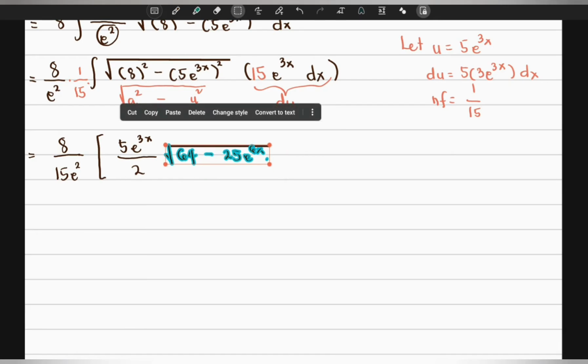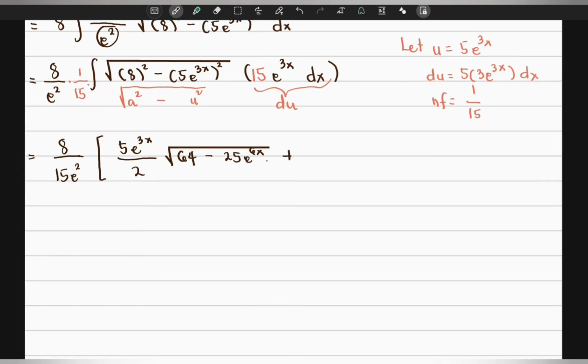Diba? Mas madali sa tablet. Okay, tapos plus a squared. So, that's 64 over 2 arcsine u over a. And then plus c. Okay.